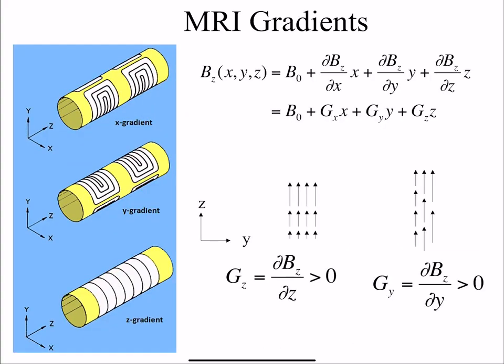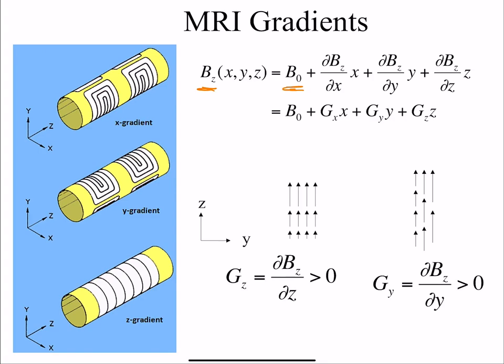So as I said, there's three gradient coils. There's the X gradient, the Y gradient, and the Z gradient. Okay, so what do these mean? We're always going to be focused on the Z component of the field, the component along the axis. And we're going to look at its variation in X, Y, and Z. So this is the main field, the B0 field, the big field that we have from the big coil.